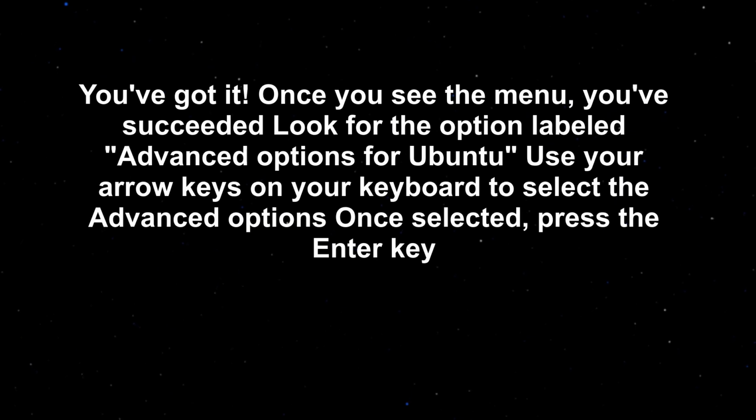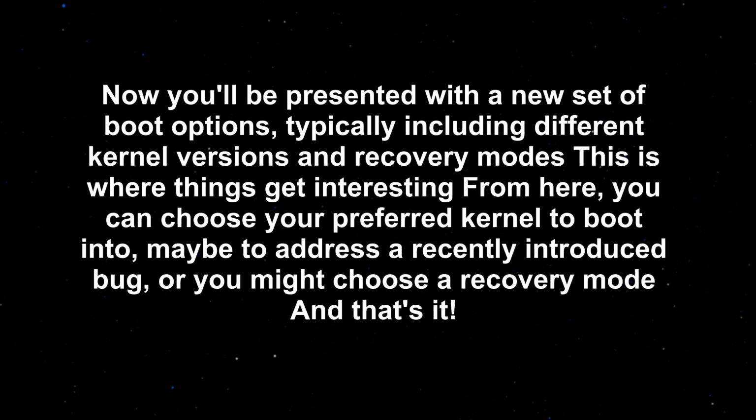Look for the option labeled Advanced Options. For Ubuntu, use your arrow keys on your keyboard to select the advanced options. Once selected, press the Enter key. Now you'll be presented with a new set of boot options, typically including different kernel versions and recovery modes. This is where things get interesting.